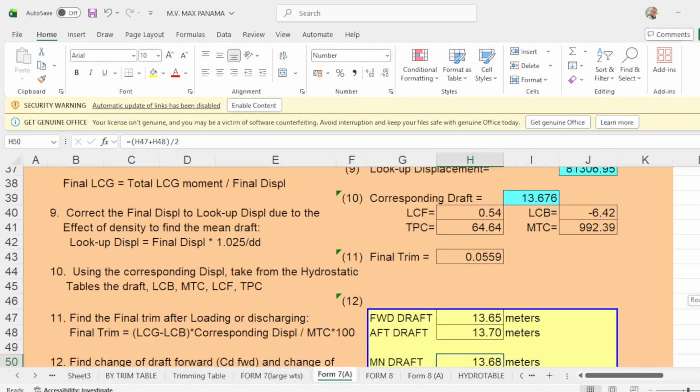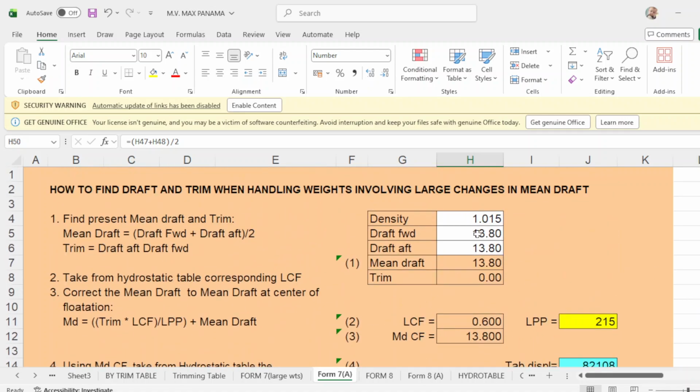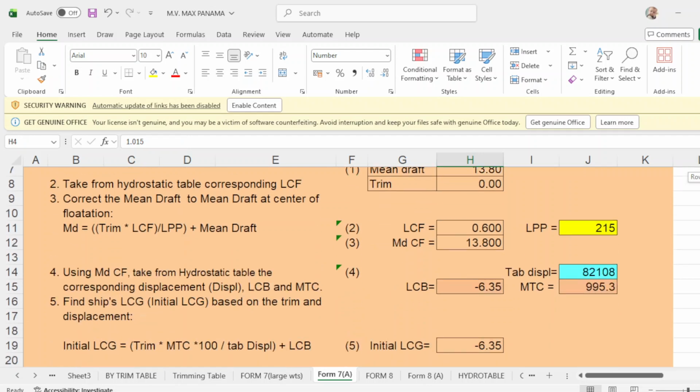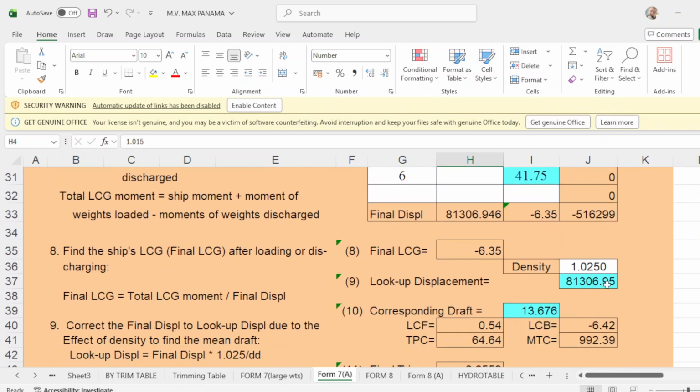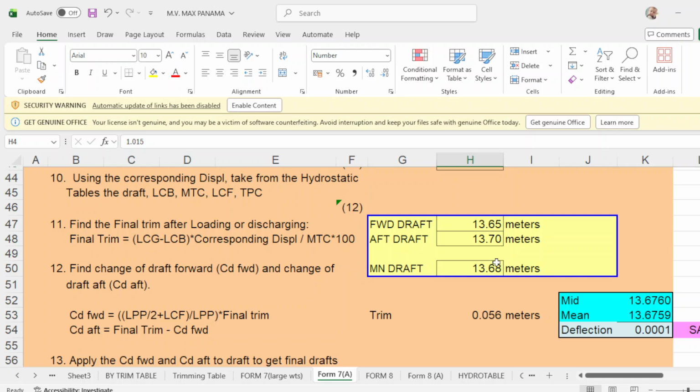Again, I will repeat, guys. All you have to do is put your local density here, put your initial drop forward and up. Since you don't discharge cargo or add cargo, so leave it blank. Then put your arrival density. Then automatically it will give you this main drop and your forward and up drop and your trim. Okay, and then you will have your deflection.